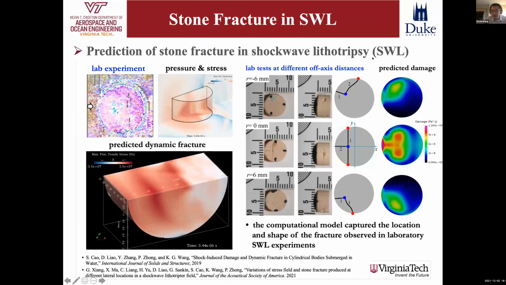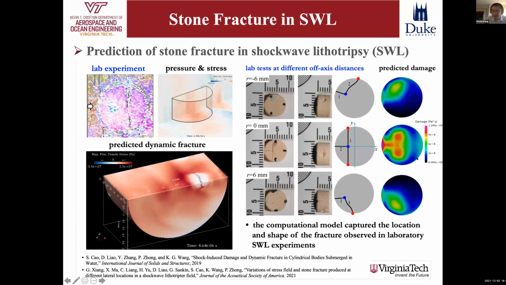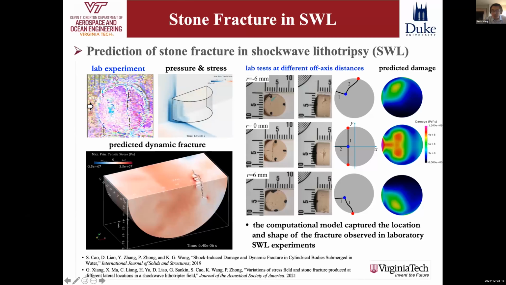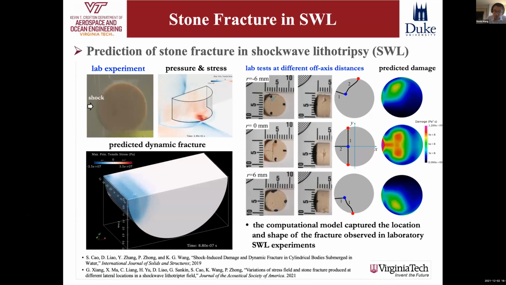And now if you look at the right side of this slide, this is another validation study where in the experiment, we shifted the stone up and down. By doing that, part of the stone gets moved outside of the focal zone of the shock wave. That means we get different fracture patterns. And on the right, you can see that the numerical simulations are able to capture the same fracture patterns. So the computational model is found to be able to capture the location and shape of the fracture observed in laboratory experiments.